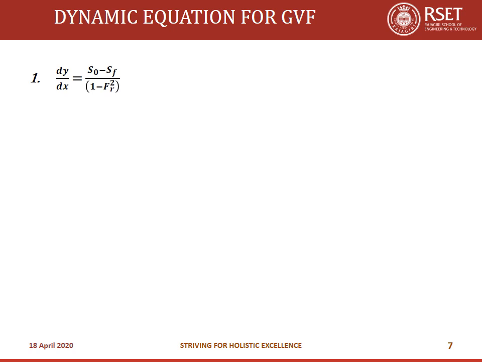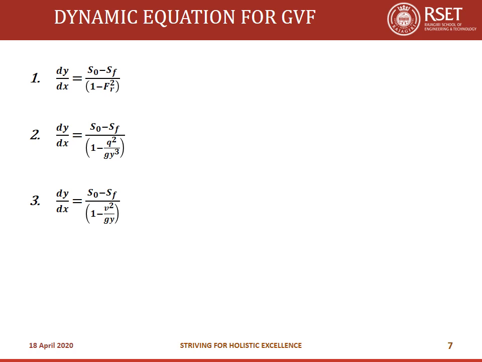So the dynamic equation for the gradually varied flow, we just derived it as dy by dx is equal to S naught minus Sf divided by 1 minus Fr squared. Before we arrived at this expression, we had earlier expressions: dy by dx is equal to S naught minus Sf divided by 1 minus Q squared by g y cubed, or dy by dx is equal to S naught minus Sf divided by 1 minus V squared by g y. V squared by g y is the same as Q squared by g y cubed, or the same as Fr squared. So I've simply substituted Fr squared in different ways.